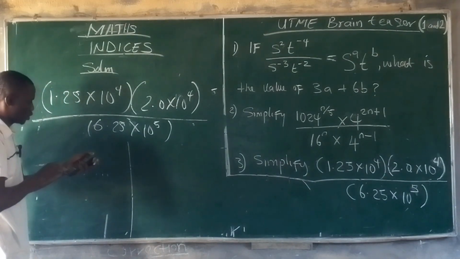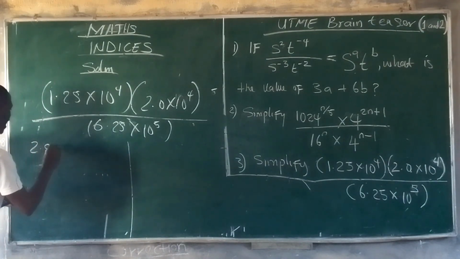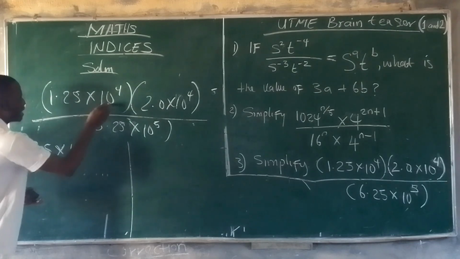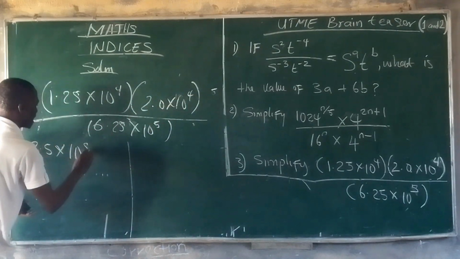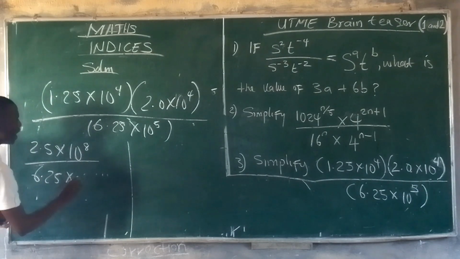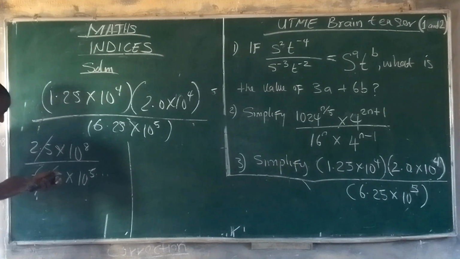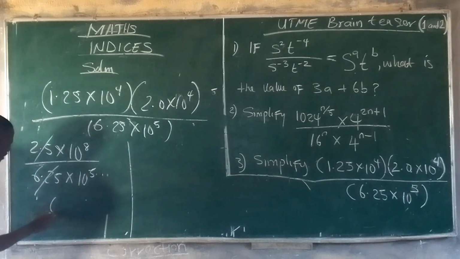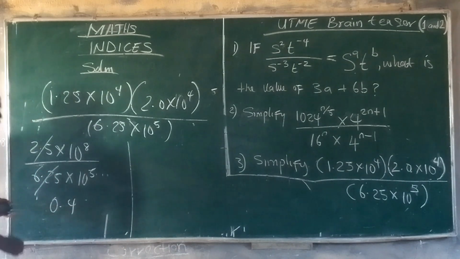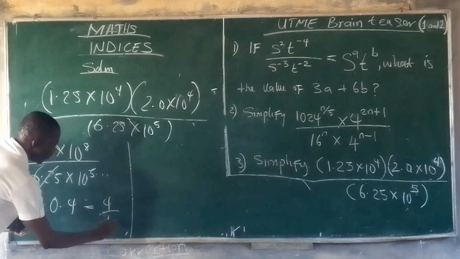We're going to say 1.25 times 2.0. So that is going to give me 2.5. Remember that 10 is the same base. 4 plus 4, that is 8. All divided by 6.25 times 10 to the power of 5. Divide these. Now when we divide these, 2.5 divided by 6.25, that is going to give me 0.4. Now remember that 0.4 is the same thing as 4 over 10.